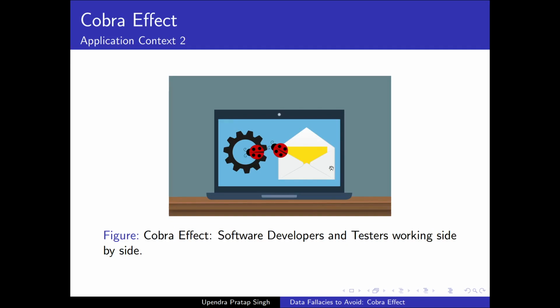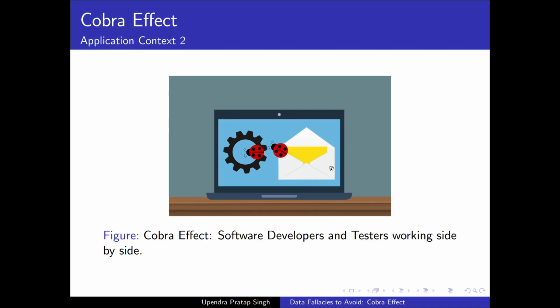In another application, we also find Cobra effect when software developers and testers start to work side by side. So basically, what happens is for each module that the developer designs, he is given some incentive, and for each bug the tester finds, he is given another incentive. So what happened was that in this form, software developers and testers began to work in tandem with one another. What developers used to do is develop a small routine with a bug. They intentionally used to put a bug in that particular module, and they used to pass it on to the tester.